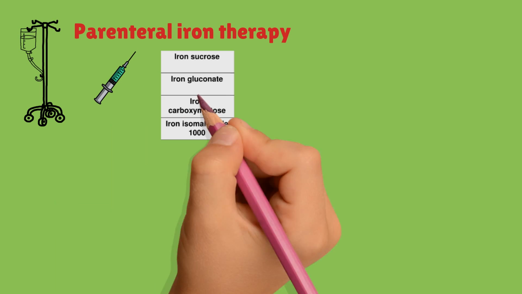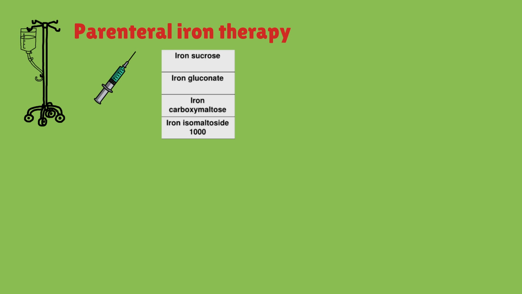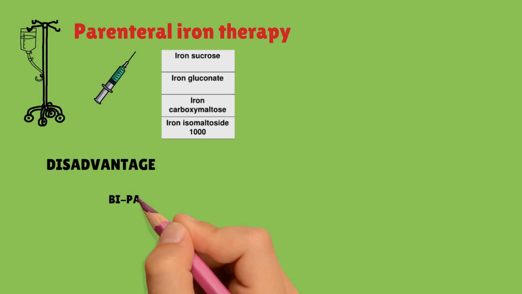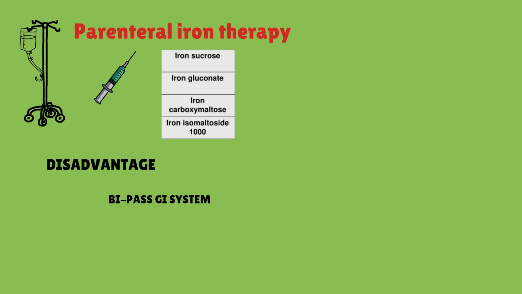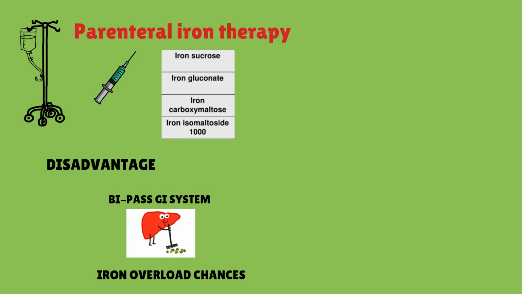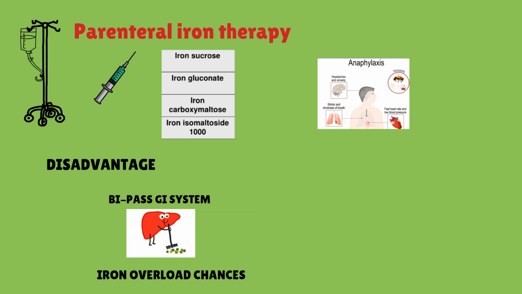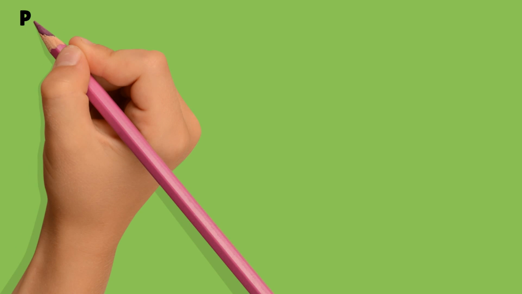This is the second form of iron therapy, which is the injectable form. The disadvantage of injectable iron is that it bypasses the GIT and there is no chance of interference by hepcidin, which will increase the chances of overload. The second disadvantage is that it can give anaphylactic and allergic reactions, which are sometimes life-threatening.